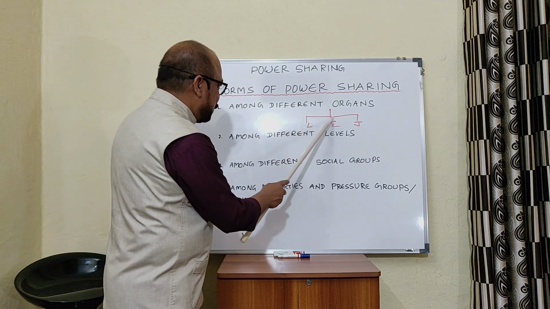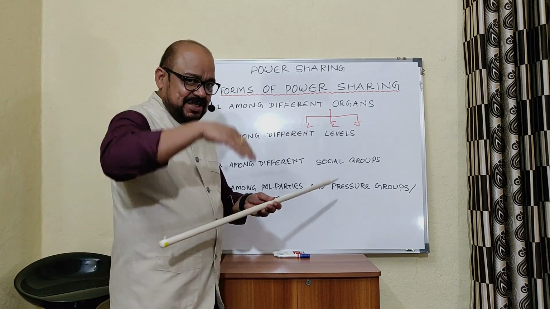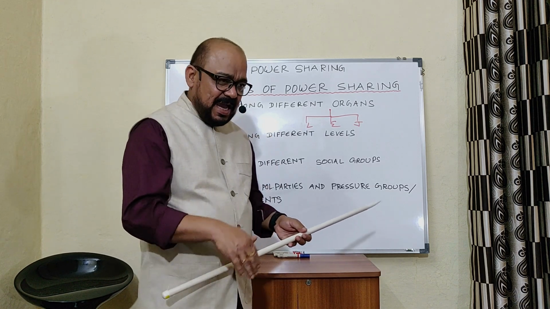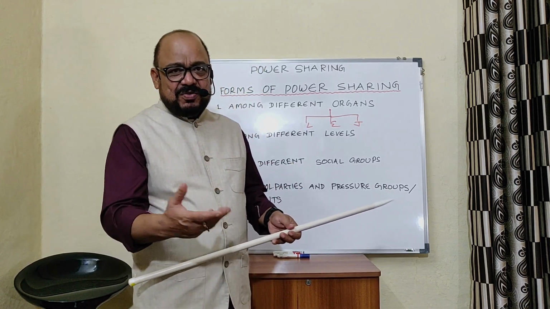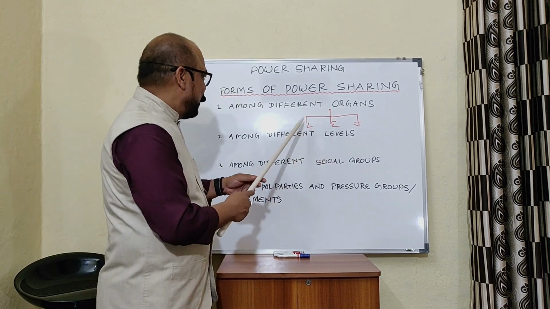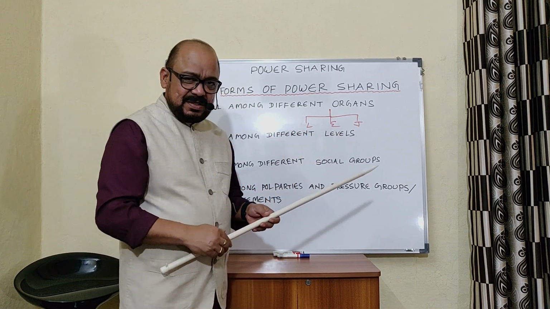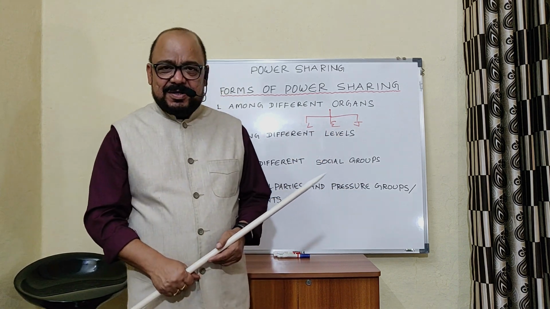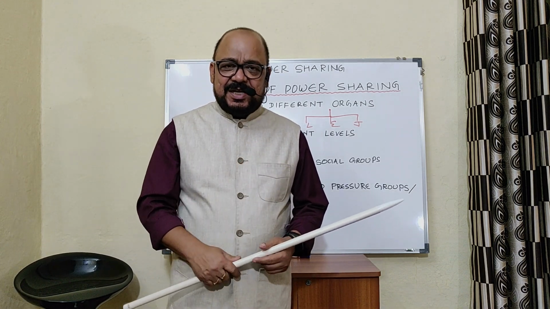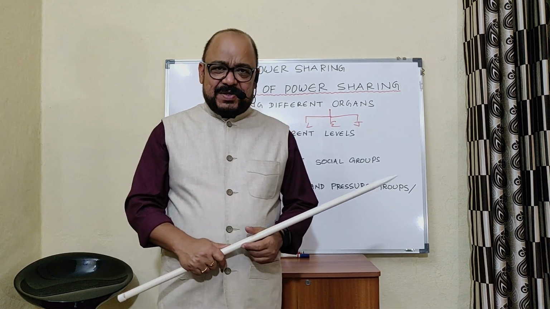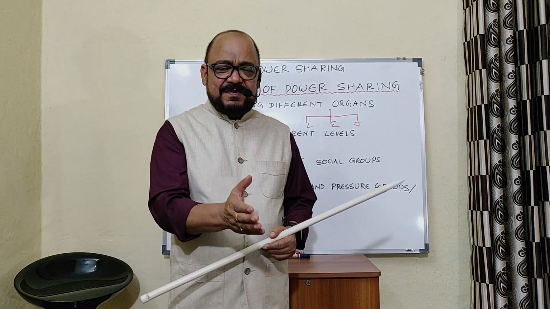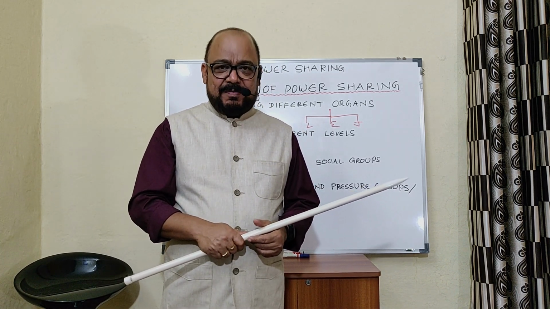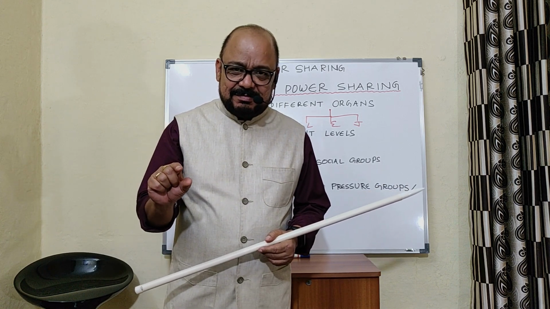Remember, this is a horizontal line. At national level, three organs. At state level, three organs. At village panchayat level also, three organs. So you can say that the three organs power distribution is also called horizontal power sharing. So the first category of power sharing is horizontal power sharing, or power sharing among different organs of the government at every level of government. Hope this is clear. Good.